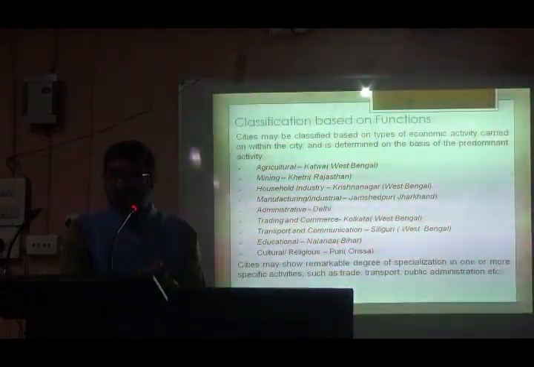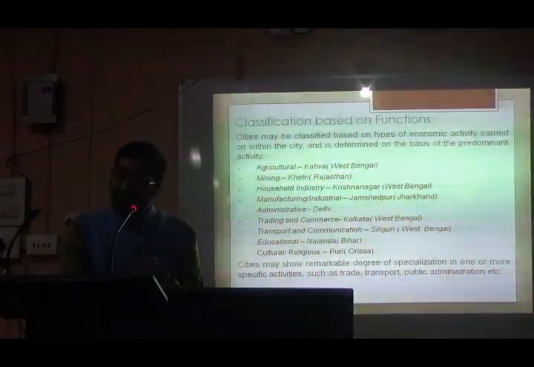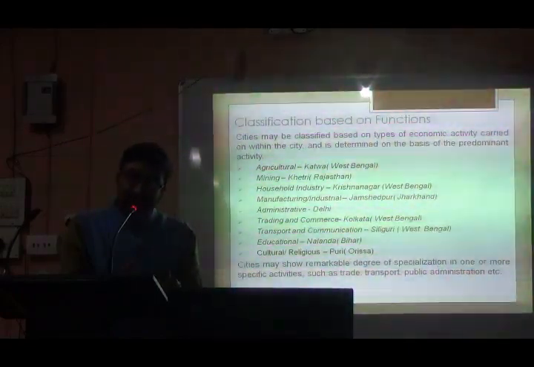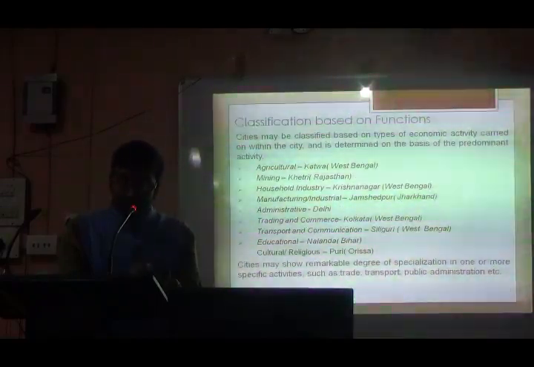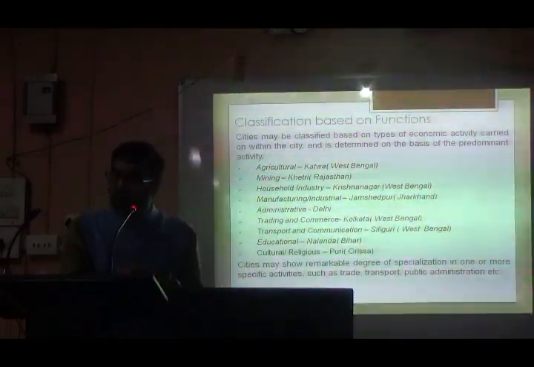This classification, that means classification based on functions, is much easier if we analyze it on the basis of qualitative techniques. Otherwise, it is too difficult to identify the nature of a city or town based on its functions. Various functions may be identified on the basis of their predominance.